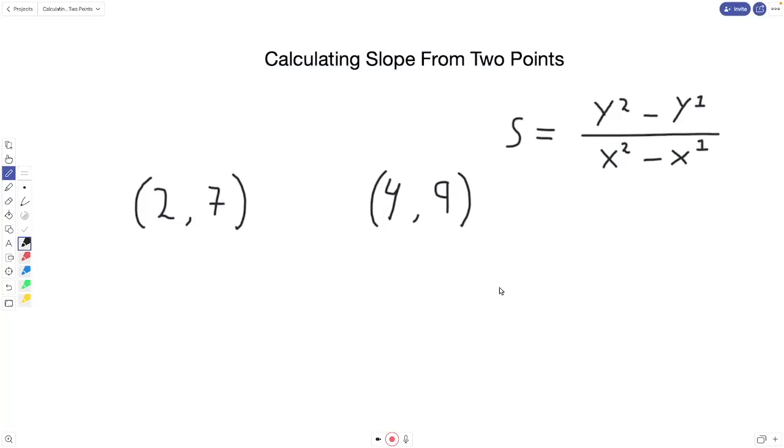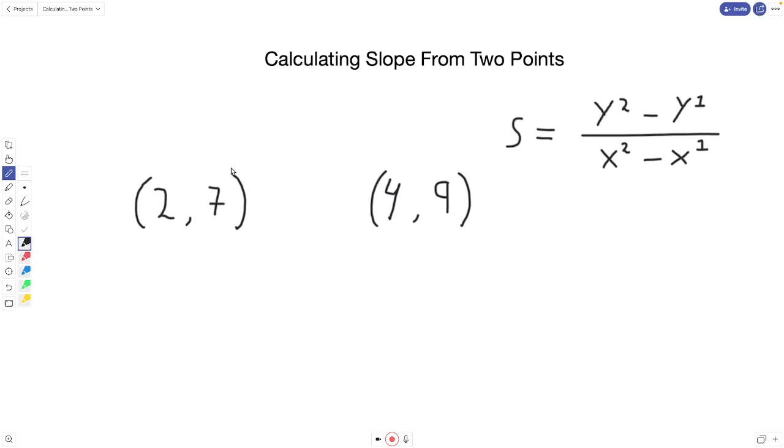Hey everyone, today we're going to be working on how to calculate the slope from 2 points. So let's get started. Before we begin, you should write down this expression right here: slope equals y2 minus y1 over x2 minus x1. Now how does that work?